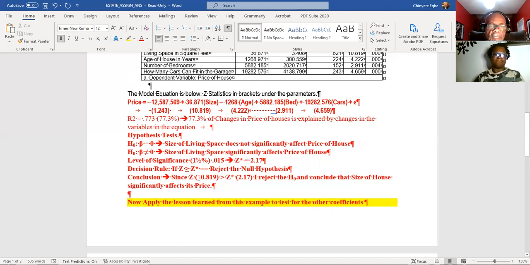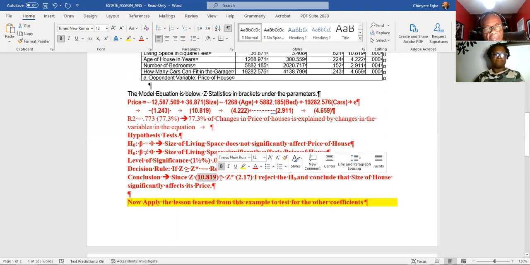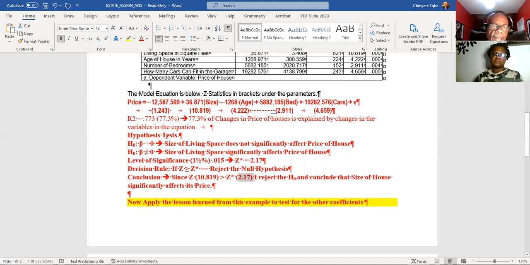Since Z is 10.89, it is greater than the critical Z of 2.17. Therefore, we reject the null hypothesis that B is 0. And once you reject the null hypothesis, what do you conclude? That the alternate hypothesis is true. You get it? Which is to say that the size of the house has a significant effect on the price.